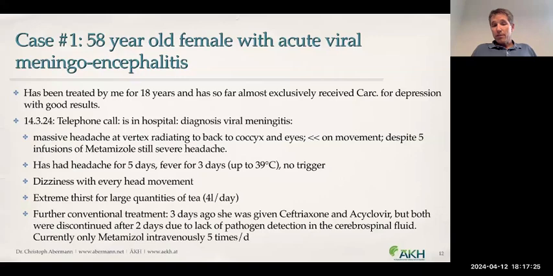Further conventional treatment, what did she get so far? Because that was the 5th day, she was already in hospital, so of course she was getting treatment. She got 2 antibiotics at the beginning of her stay in hospital, but both were discontinued after 2 days due to lack of pathogen detection in the cerebrospinal fluid. So currently she only has painkillers 5 times a day.